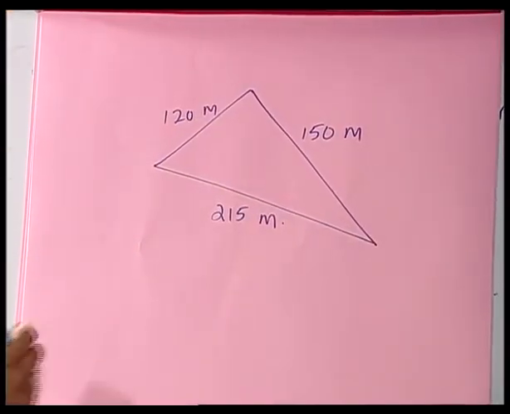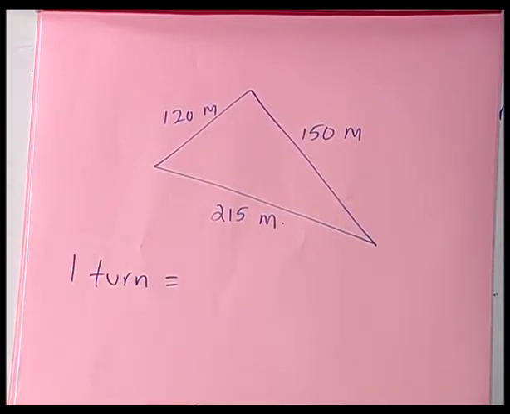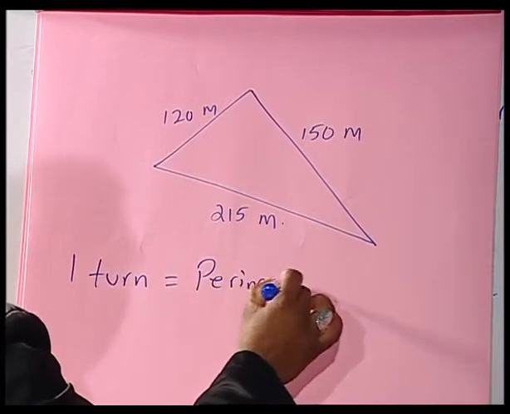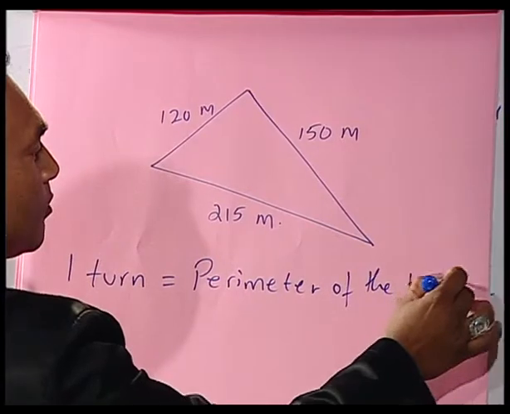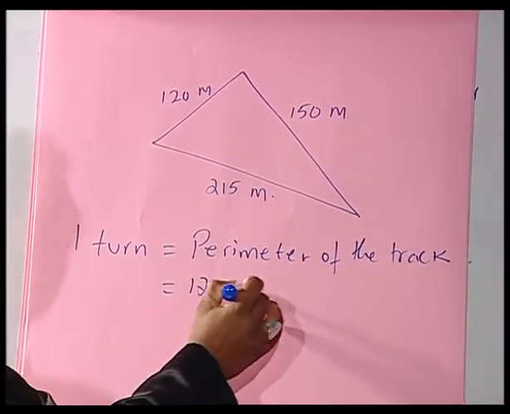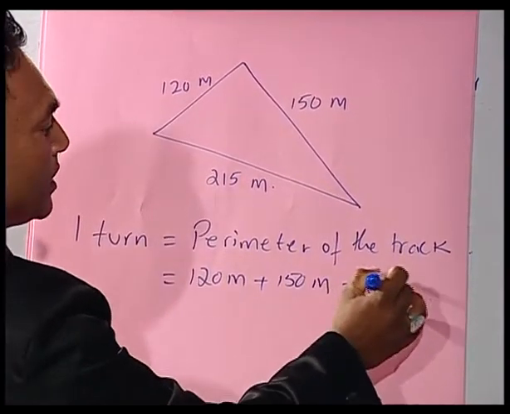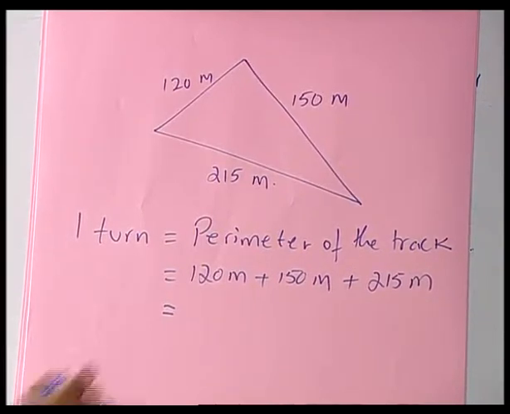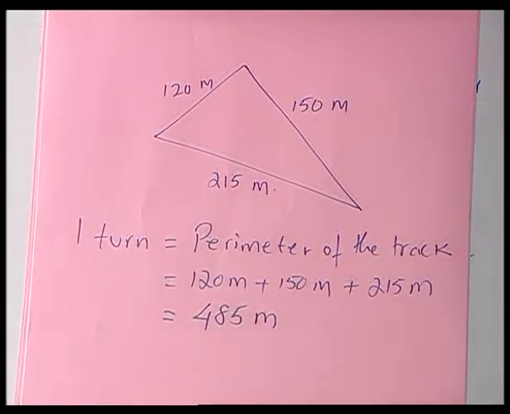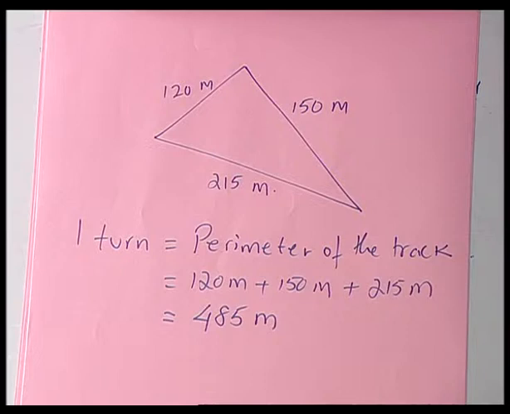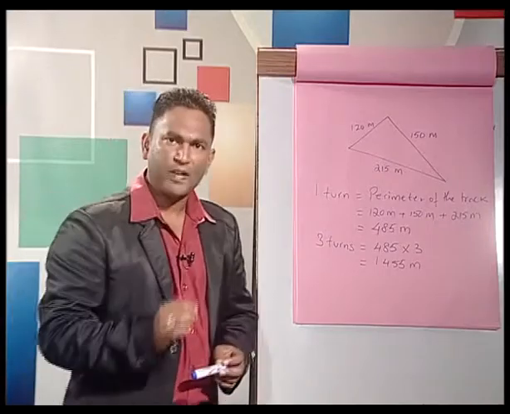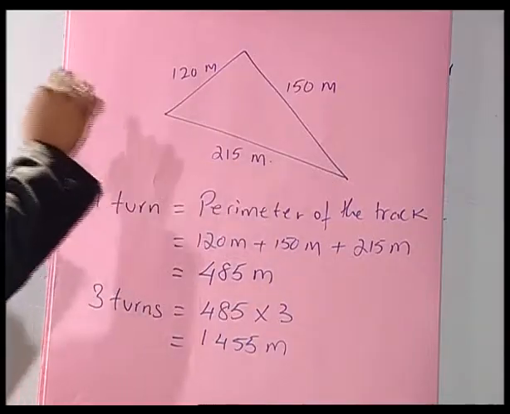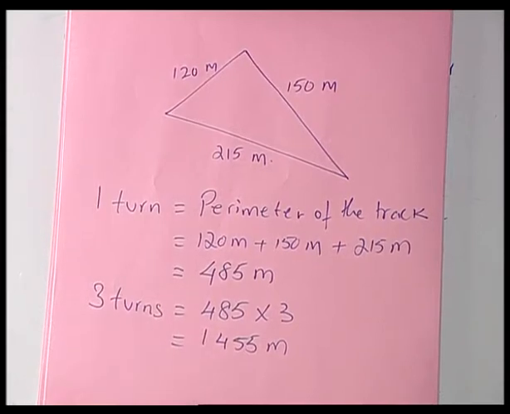That is, when making one turn, it is the same as the perimeter of the track, equal to 120 meters plus 150 meters plus 215 meters. Yes, calculate the perimeter. The perimeter is 485 meters. That is, the athlete runs 485 meters when he makes one turn of the track. So, in the question, you are told that the athlete runs thrice the track. You multiply by 3, you obtain 1,455 meters.